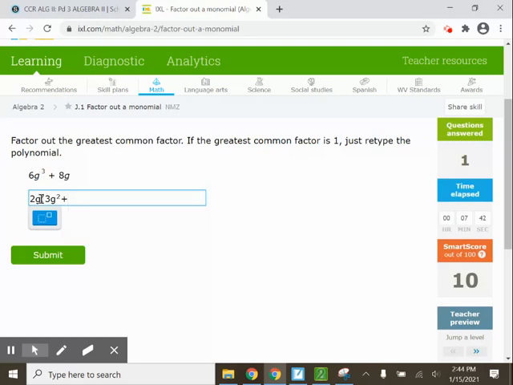8g divided by 2g, well, 8 divided by 2 is 4. G divided by g, well, there was 1 g here, but I took it outside, so there's actually no more g's left. So my second term doesn't actually have a g with it anymore. And this would be your factored form.